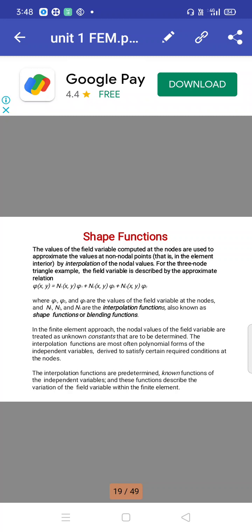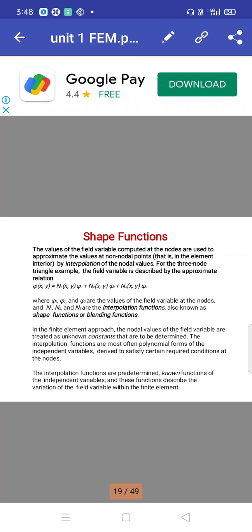What does the term non-nodal points mean? The nodal points are the connecting points or the end points of the link. So in the assemblage there is a connection point, an assembling point, that is a node point. Other than the node points we call them non-nodal points, that is, in the element interior. So in between the nodes, that area is called the non-nodal points, or you can simply say interiors.